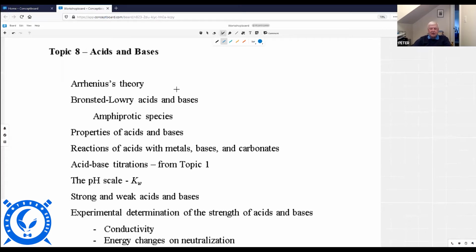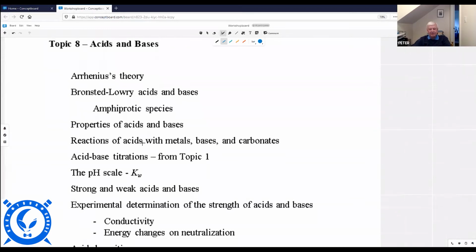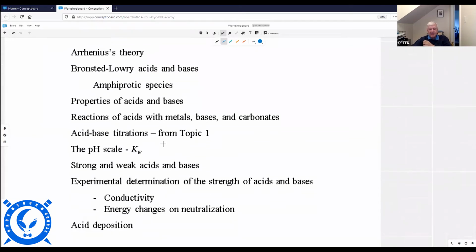But whereas you see in the Arrhenius theory, an acid plus a base would give you a salt plus water, in the Bronsted-Lowry definition, a reaction of an acid with a base gives you another acid and another base, which are the conjugates of your starting reactants. Then you have to know the properties of acids and bases. You have to know how they react with metals, bases, and carbonates. Acid-base titrations are basically from your stoichiometry from topic number 1. So I'm not going to go through that today.